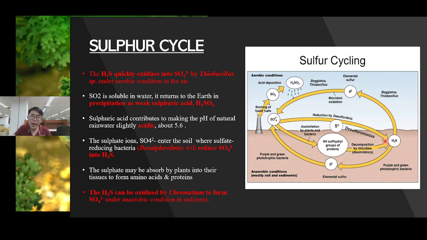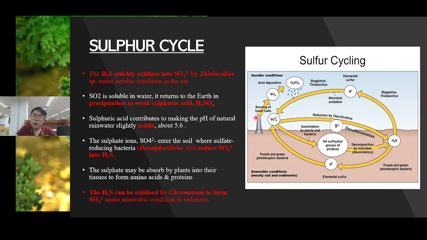Hydrogen sulfide in the air will quickly oxidize into sulfate ion by Thiobacillus species. This is one kind of bacteria, Thiobacillus species. So hydrogen sulfide can be quickly oxidized to sulfate ion. Then sulfur dioxide is soluble in water and returns to the earth in precipitation as weak sulfuric acid. This is why acid rain occurs.